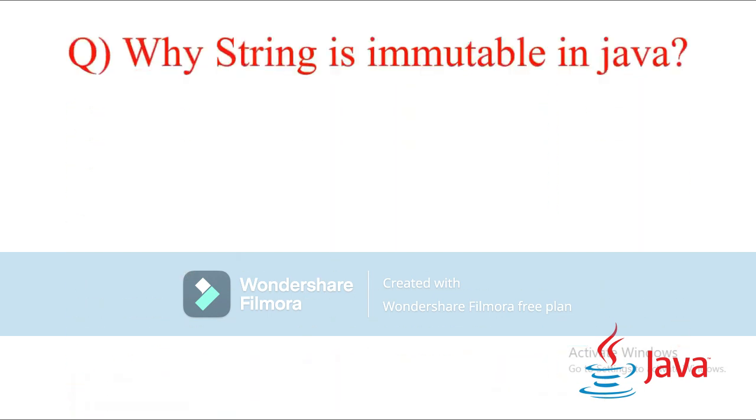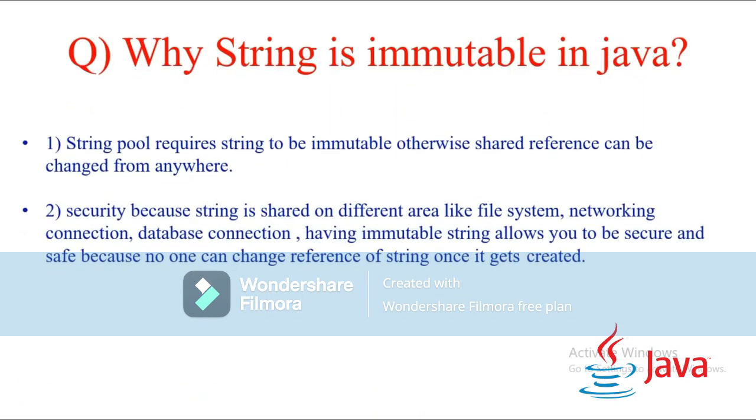The fourth question is, why is String immutable in Java? We all know that String is immutable, that is, you cannot modify it once the object is created.